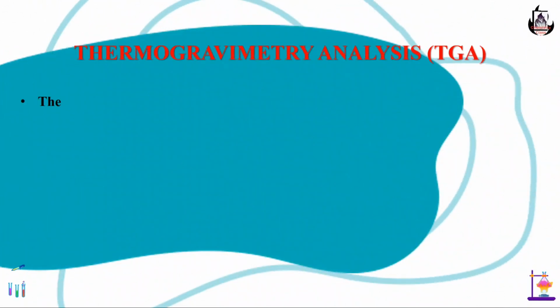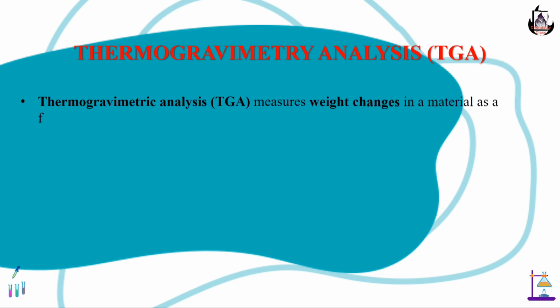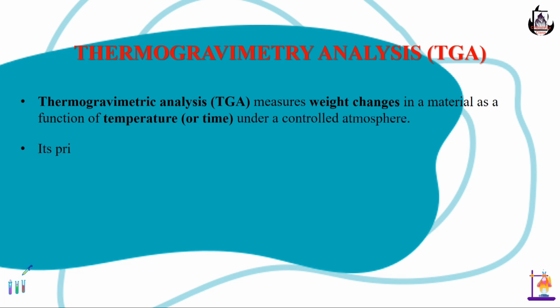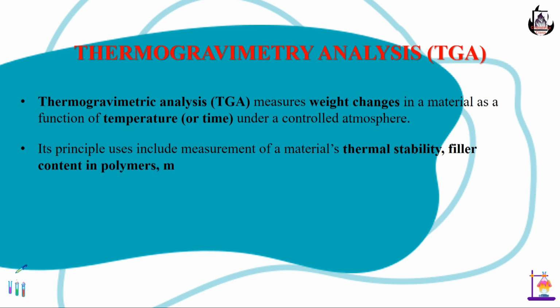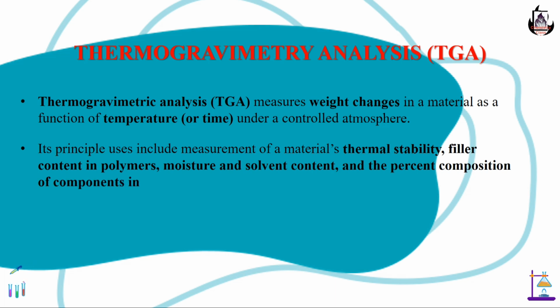As we have discussed in the introduction video, thermogravimetric analysis is the measure of weight change in a material as a function of temperature or time under a controlled atmosphere. Its principal uses include measurement of a material's thermal stability, filler content in polymers, moisture and solvent content, and percent composition of components in a compound.